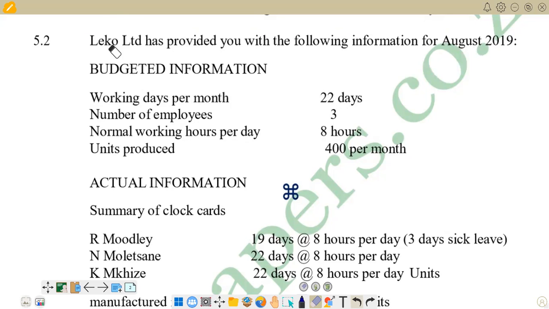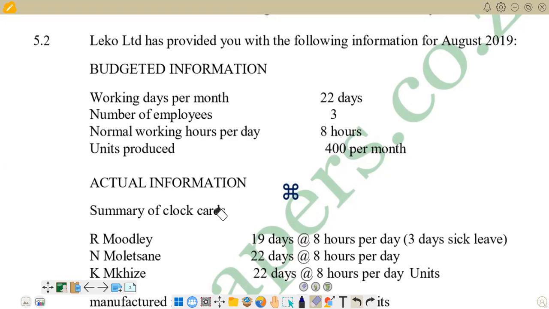The question reads, LECO Limited has provided you with the following information for August 2019. We are given budgeted information: working days per month, 22 days, number of employees, 3, normal working hours per day, 8 hours, and units produced, 400 per month. So remember, this is the standard, that is budgeted or expected to be produced in terms of units. 400 are expected to be produced, and the normal working hours per day expected is 8 hours.